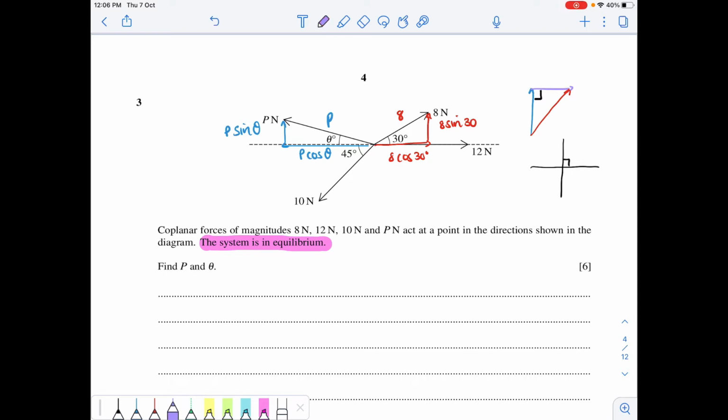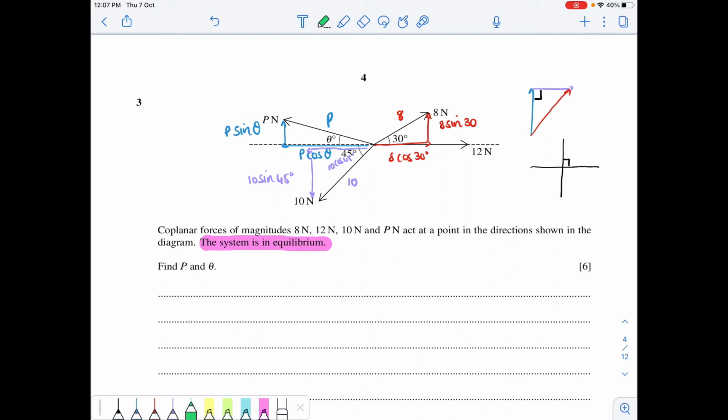Let's look at this 10 newtons force. It can be split up into the vertical and the horizontal components. Its hypotenuse is 10. If we consider the vertical component of that force, it's again the opposite side, so we'll have 10 sine 45 degrees. The horizontal component is the adjacent side, and so it would be 10 cos 45 degrees. The final force, the 12 newtons force, doesn't need to be split into two components. It only has a horizontal component, so we will only be resolving it when we resolve horizontally.